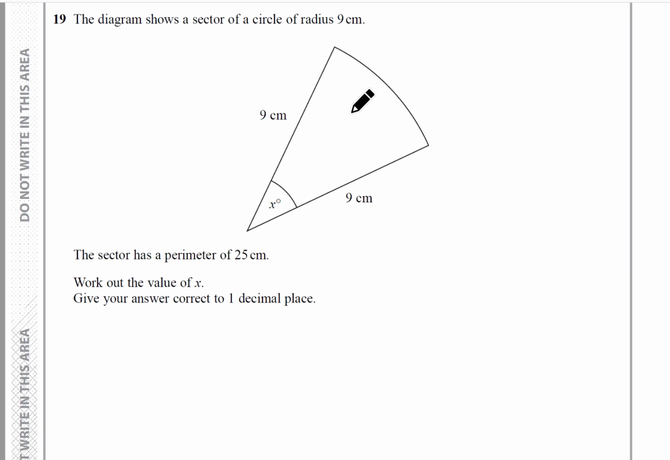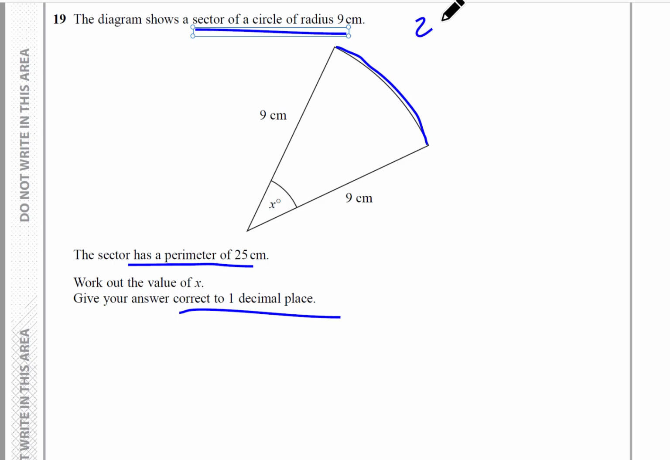Now work out the value of x. We've got a sector. We can definitely earn some method marks here. So let's break this up. This is a perimeter of 25, so this length here is going to really help us, right? So what's 25 minus the 2 9s? That's going to be 7, so this must be 7 centimeters.